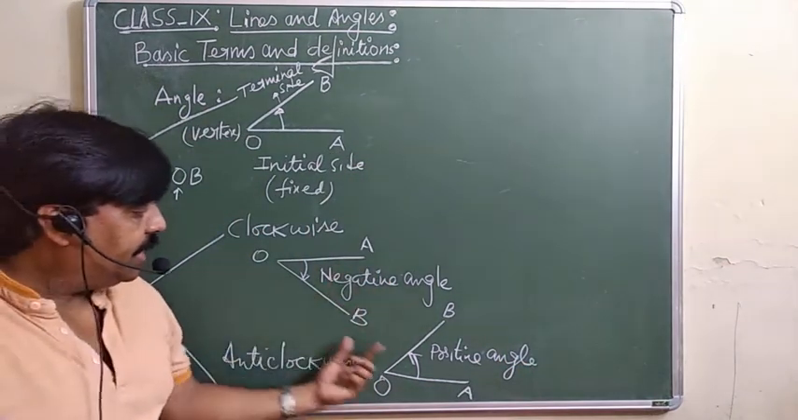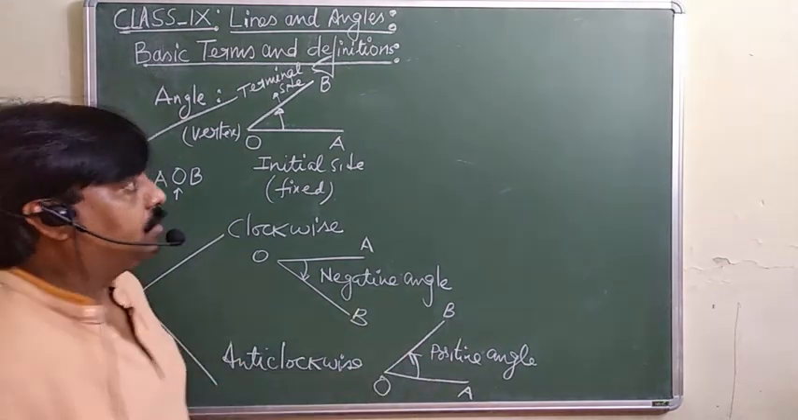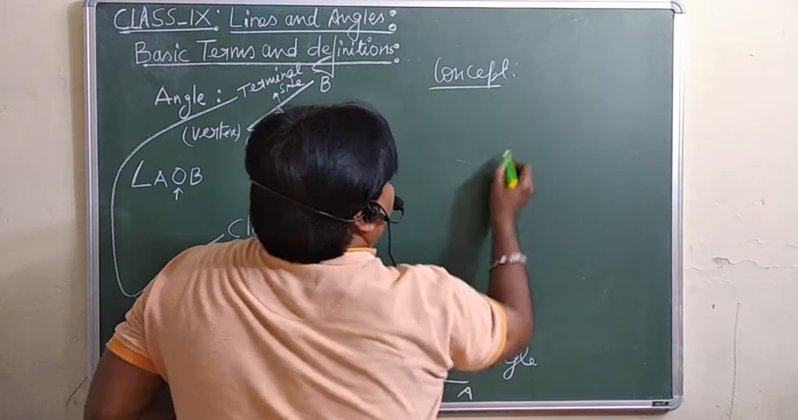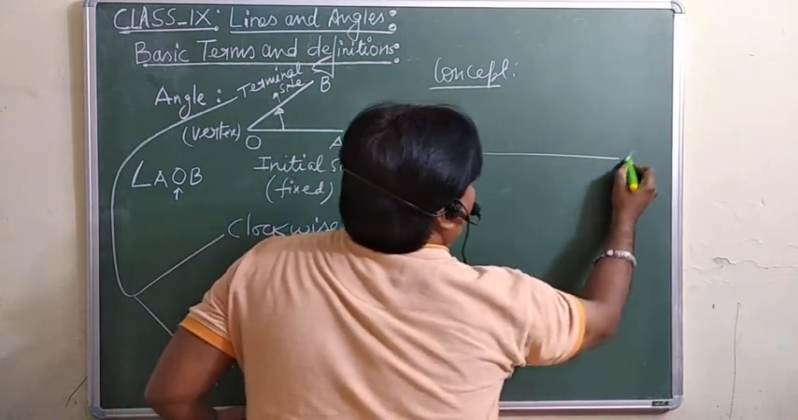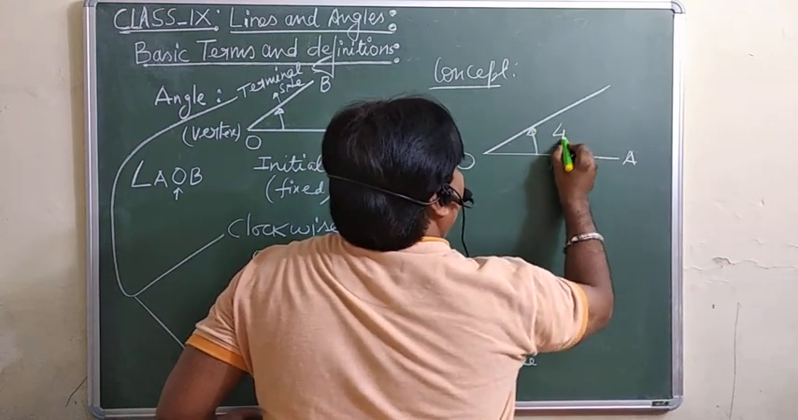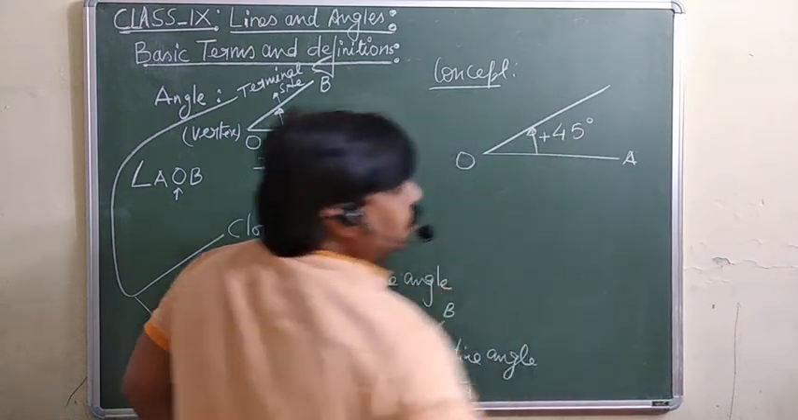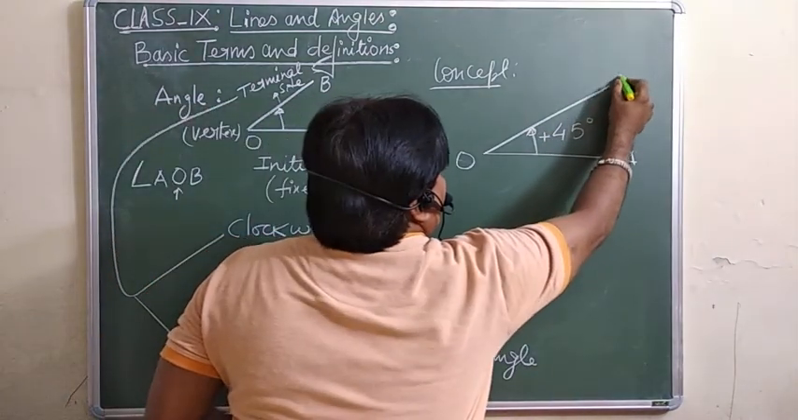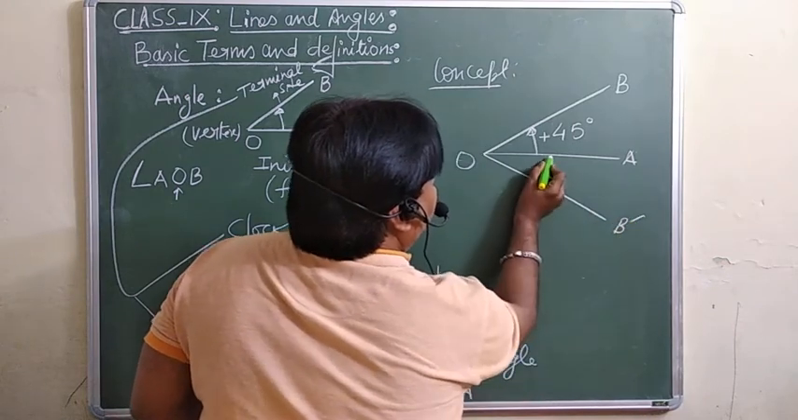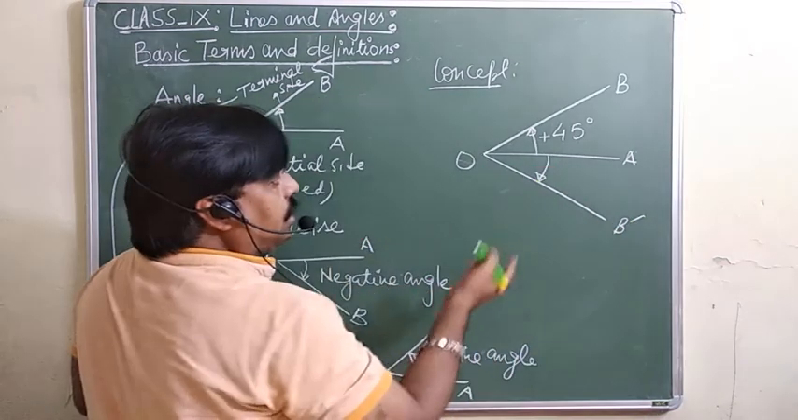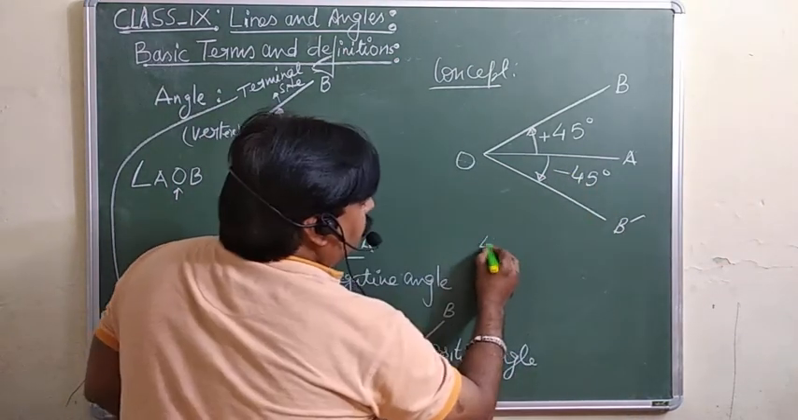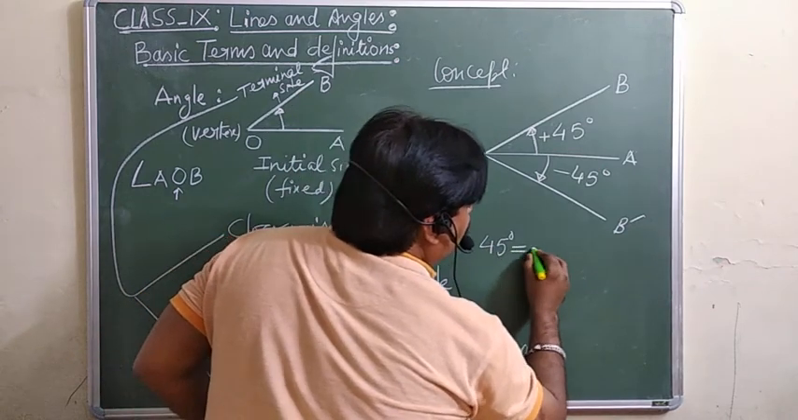But if we talk about the negative and the positive angle, look here now, this is your concept. The initial side we are taking is OA. If your terminal side moves anti-clockwise, which makes 45 degrees, you can say the positive angle. OB dash is your terminal side which is moving clockwise, which makes the negative angle of 45 degrees. See now, here this 45 degree angle is equal to minus 45 degree.